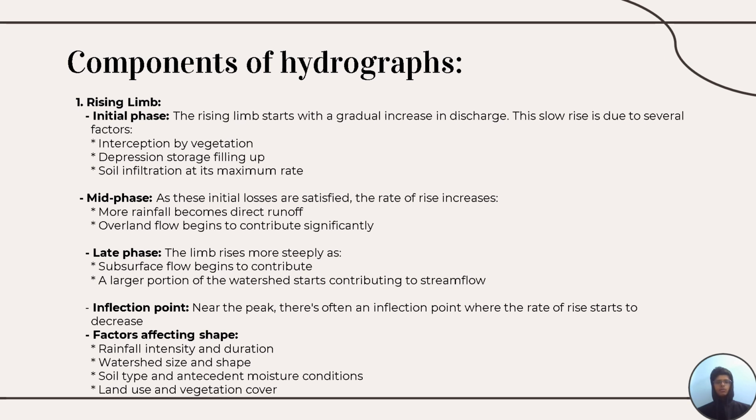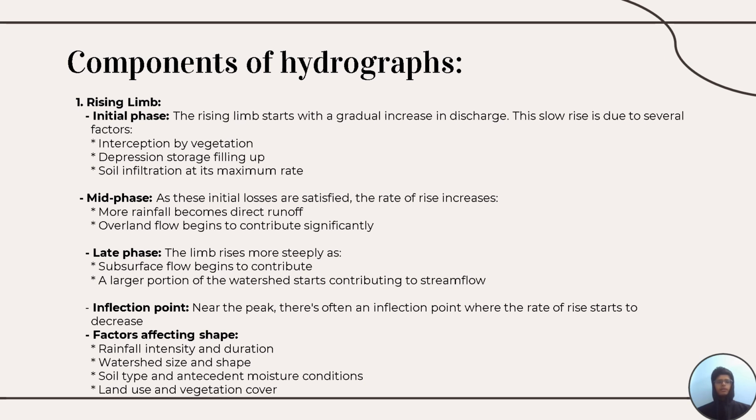As these initial losses are satisfied, the rate of rise increases more, rainfall becomes direct runoff, and overland flow begins to contribute significantly. In the late phase, the limb rises more steeply as subsurface flow begins to contribute. A large portion of the watershed starts contributing to stream flow. Then we have the inflection point, where near the peak there's often an inflection point where the rate of rise starts to decrease.